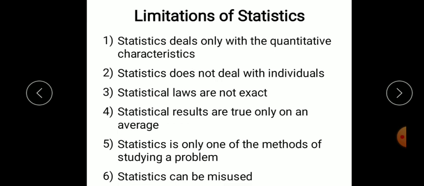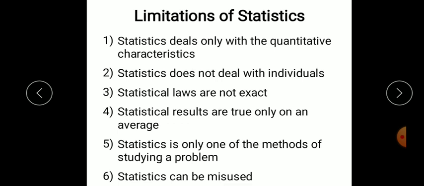The next point says that statistics is only one of the methods of studying a problem. A problem can be studied by several methods. Statistical methods are only one of them. Under all circumstances, statistical tools do not provide the best solution. Quite often, it is necessary to consider a problem in the light of social considerations like culture, region, etc. Therefore, statistical conclusions need to be supplemented by other evidences.